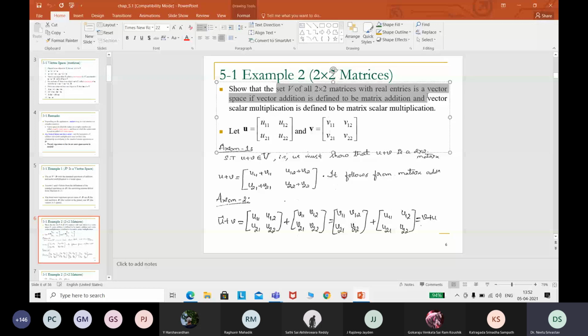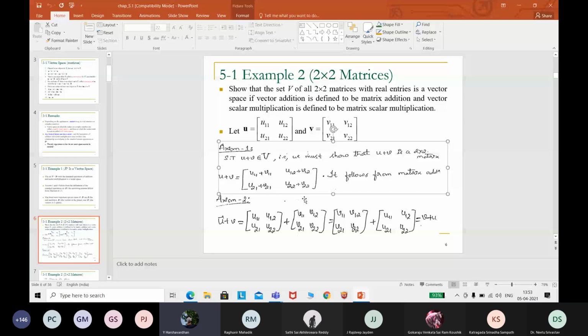Axiom 1 is that when you are adding U and V, it should again go back to capital V. So when you add U plus V, you will get the first entry as U11 plus V11, U12 plus V12, U21 plus V21 and U22 plus V22, because addition goes element by element. Ma'am, it should belong to vector V means the order should be the same, right? Yes, the order should be the same. That criterion should be preserved.